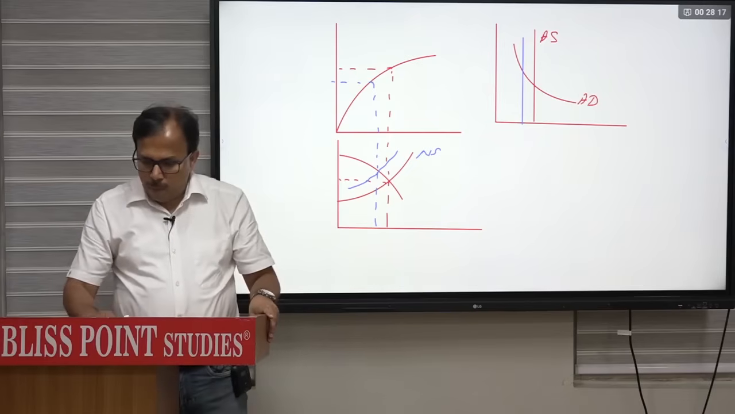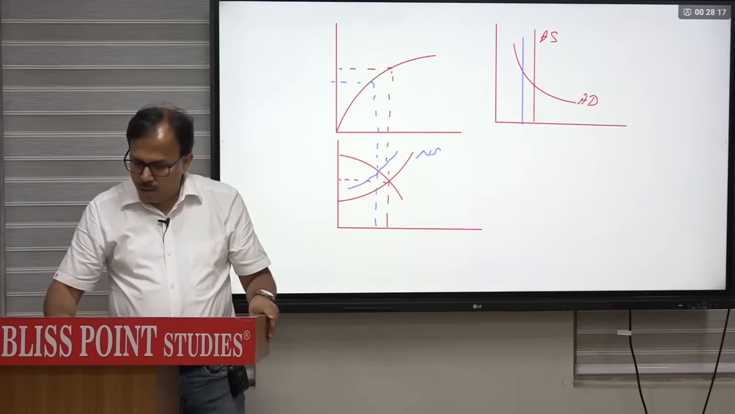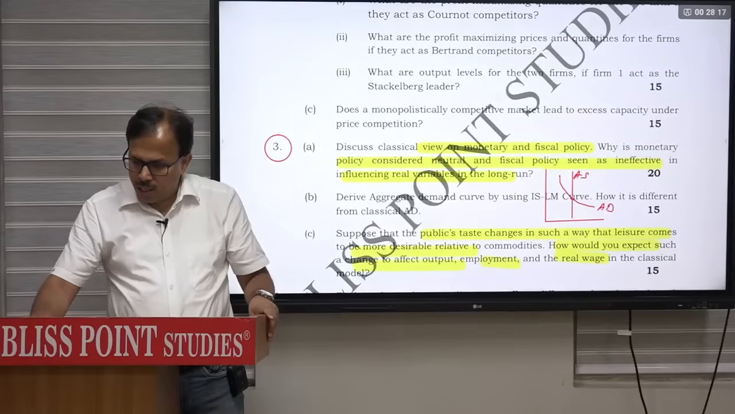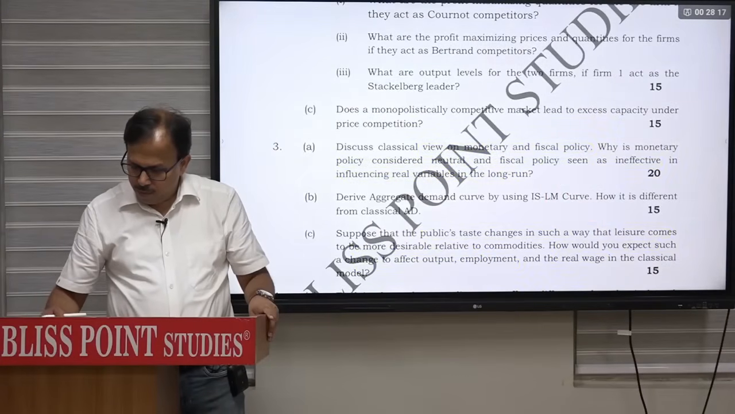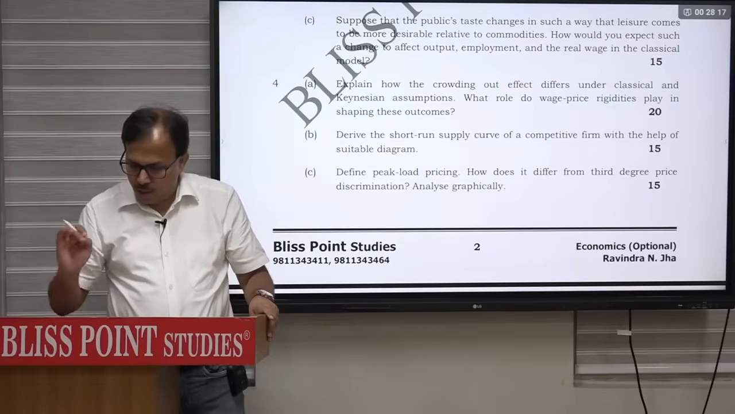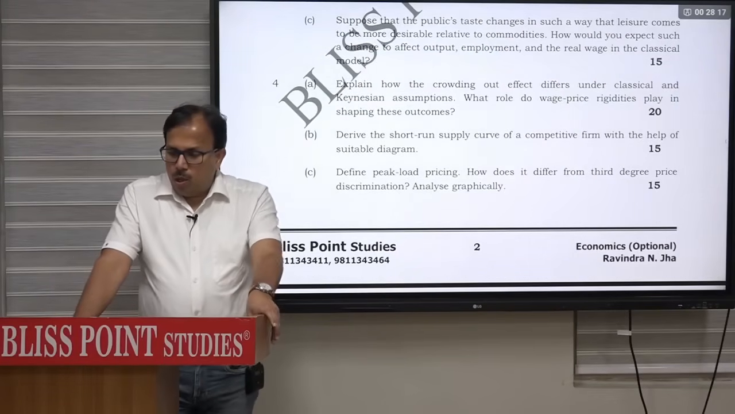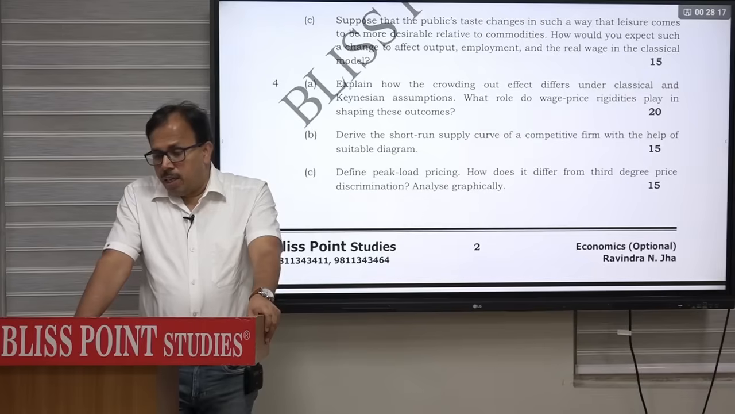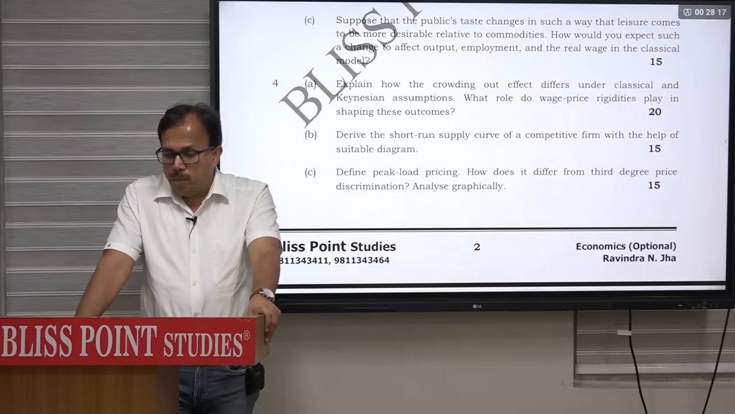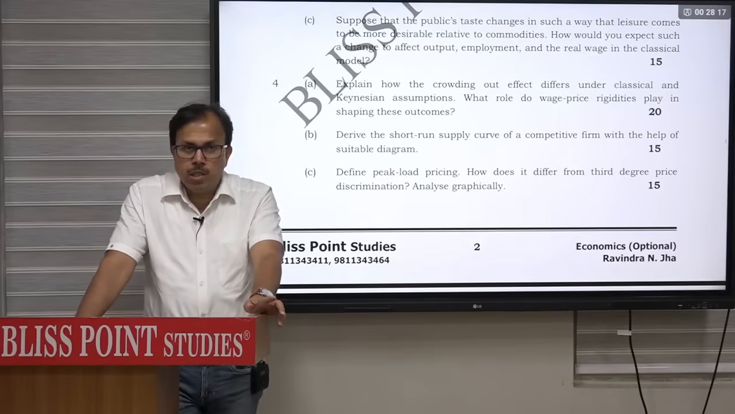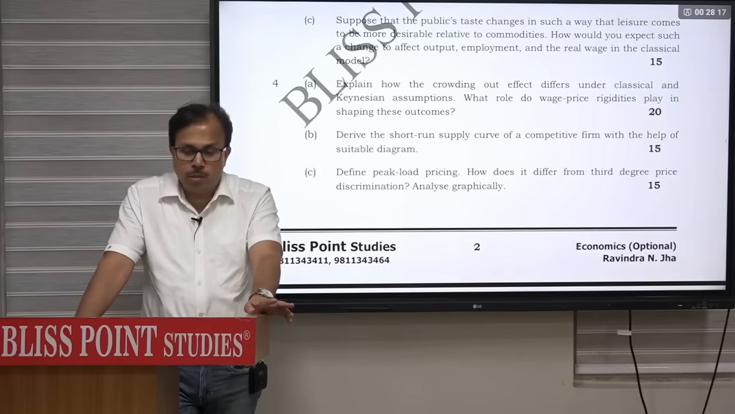Now come to the fourth question, which is the last in first section A. Clear this, just focus on these three now. It says explain how crowding out effect differs under classical and Keynesian assumption. What role do wage price rigidity play in shaping these outcomes? Read the question again. Explain how crowding out effect differs under classical and Keynesian assumption.